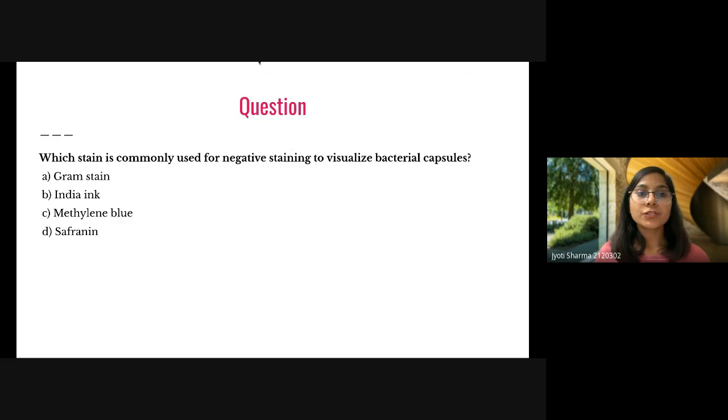Okay, next question is, if you want to do negative staining to visualize the bacterial capsule, for example, if you have a lot of organic compounds, and along with that organic compound you have the bacterial capsule, and you just want to differentiate whether this is organic matter or the bacterial capsule, then what kind of stain will you use? We have four options: gram stain, India ink, methylene blue, and safranin.